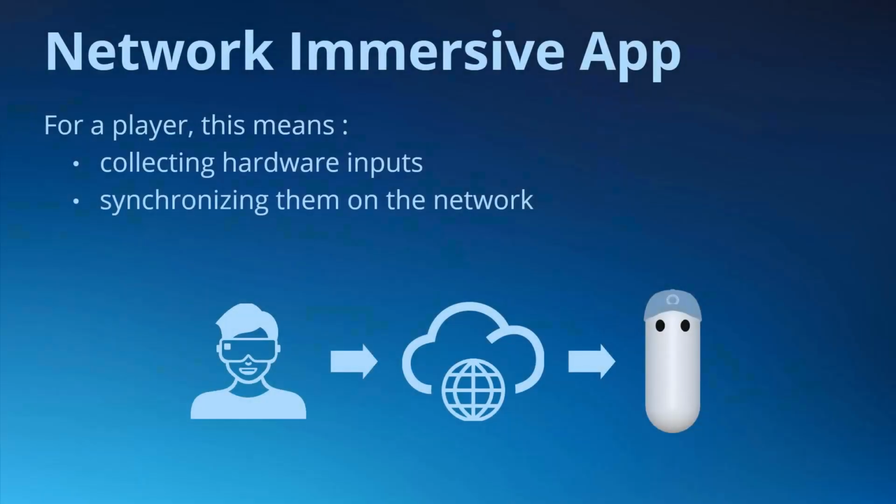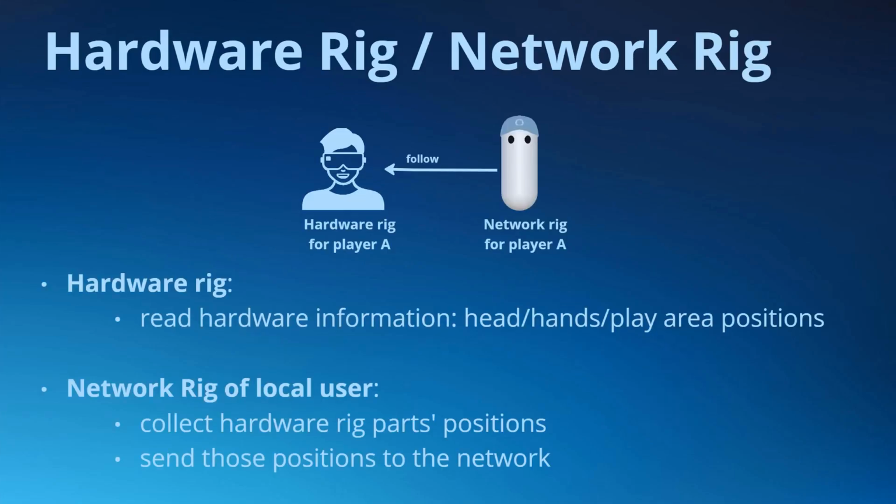Before going any further, let's take a look at what it means to make a networked immersive application. First, we need a way to collect the user device information. Then we have to share it over the network. Finally, we have to display it for other users. There are several ways of doing this. What we suggest is to separate the hardware part from the network part. The rig hardware collects the positions of the rig, head, and hands, while the local player's network rig retrieves this information and shares it over the network.